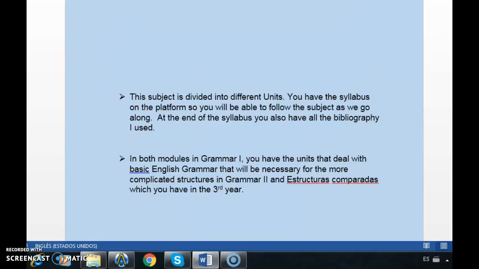In both modules in Grammar 1 you have the units that deal with basic English grammar. These will be necessary, so try and study them as well as you can, because in Grammar 2 you have structures that are a bit more complicated, and in the third year you have estructuras comparadas, and here you will need your English grammar a lot.